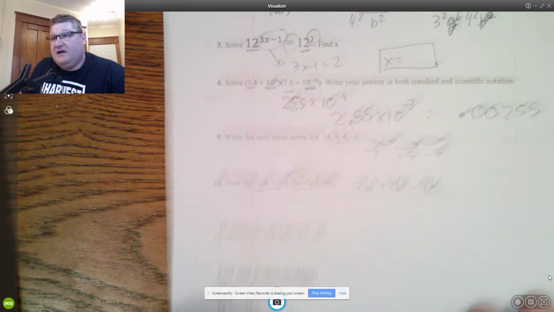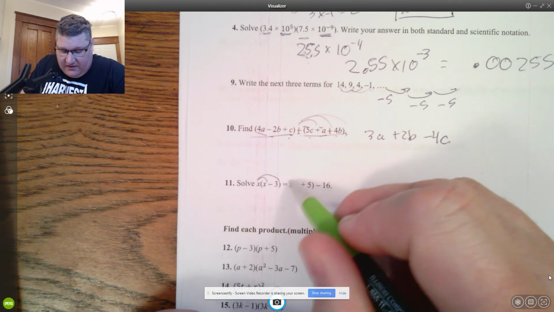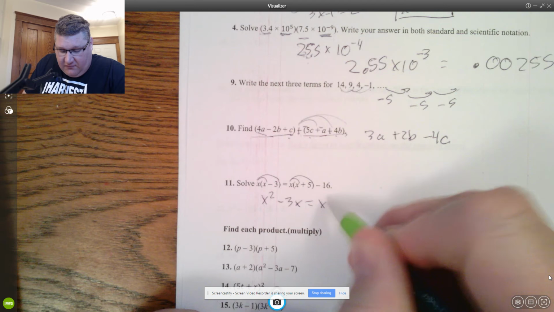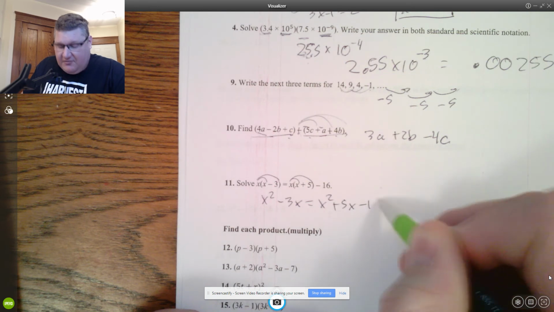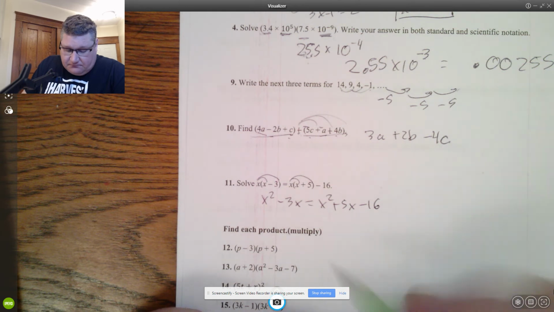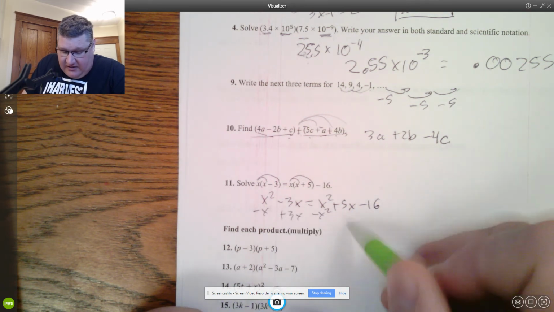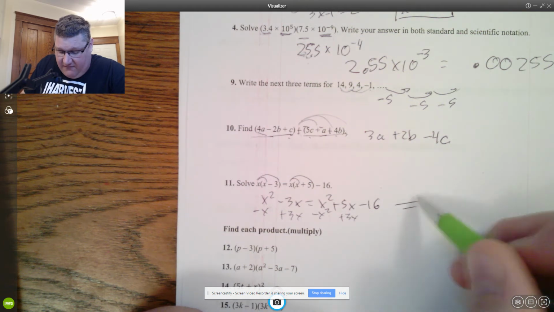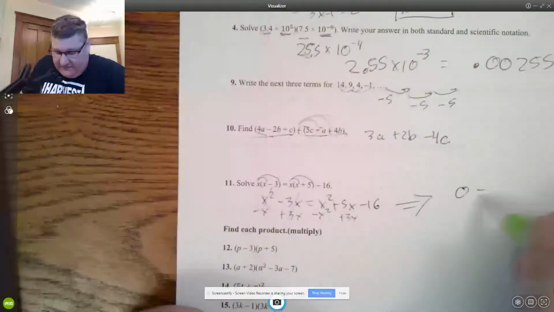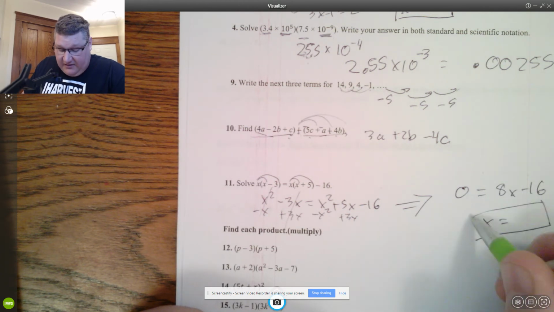Over here, we need to solve. To solve this, I need to give away the x, give away the x. So I have x squared minus 3x equals x squared plus 5x minus 16. But I can't do anything until I get everything to one side. So I'm going to subtract x squared, add 3x, and now I have 0, because those go away, equals 8x minus 16. At this point, you need to get x by itself.